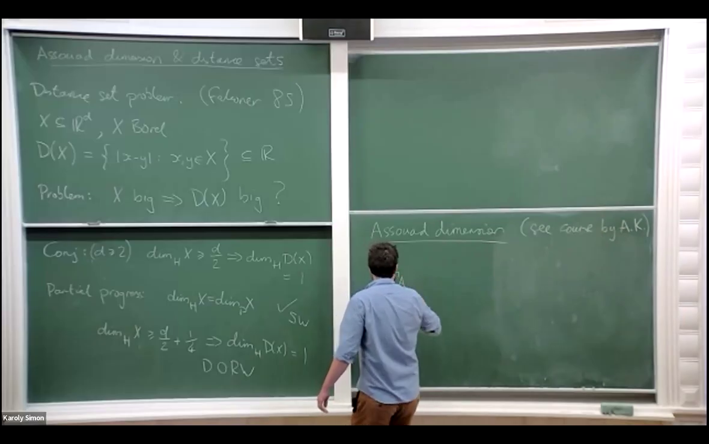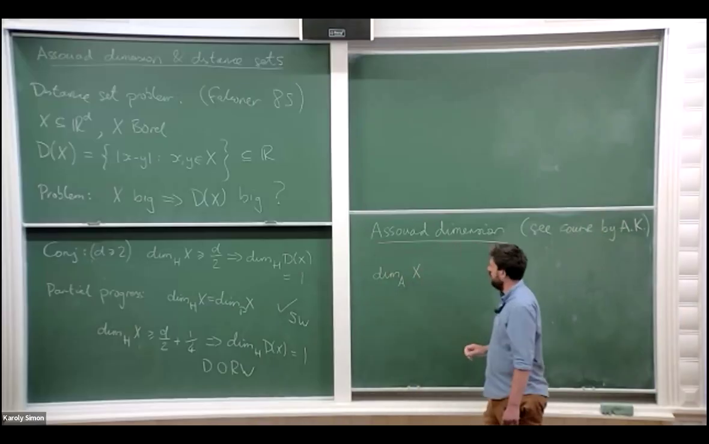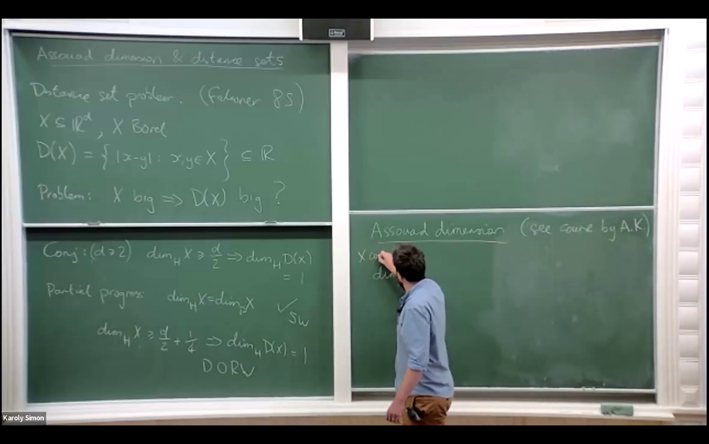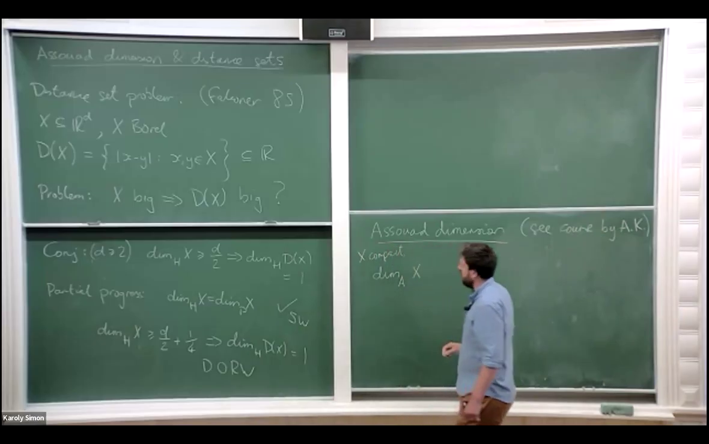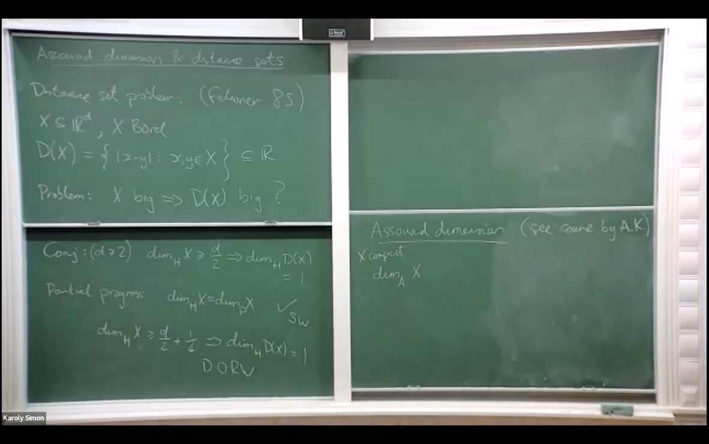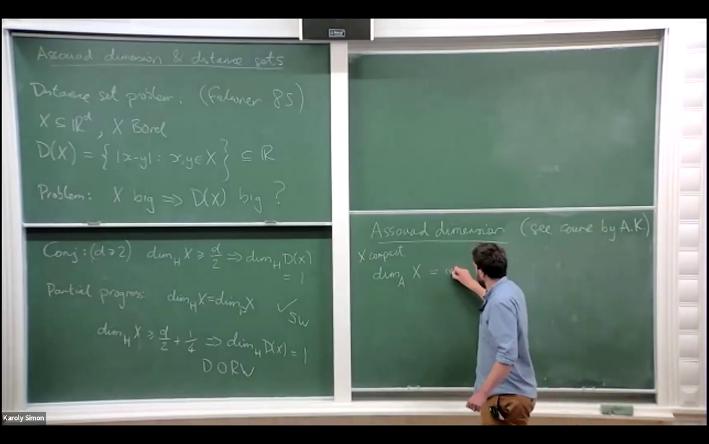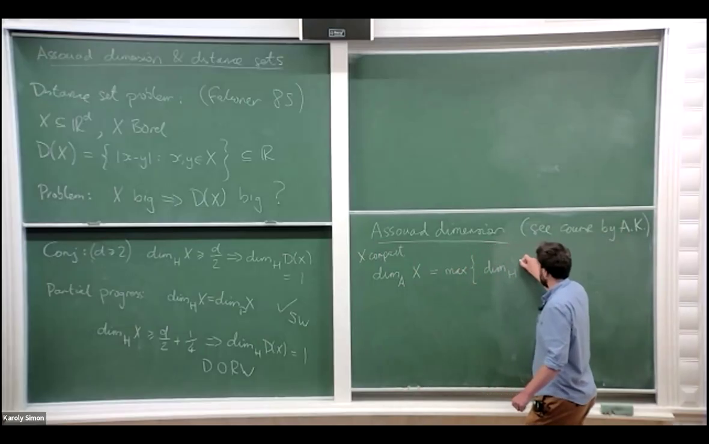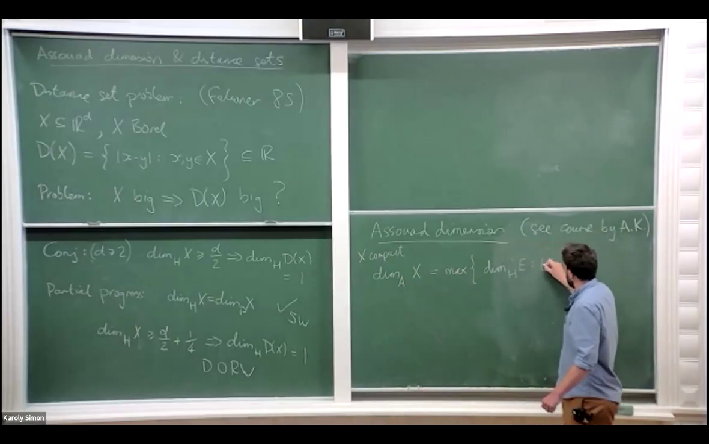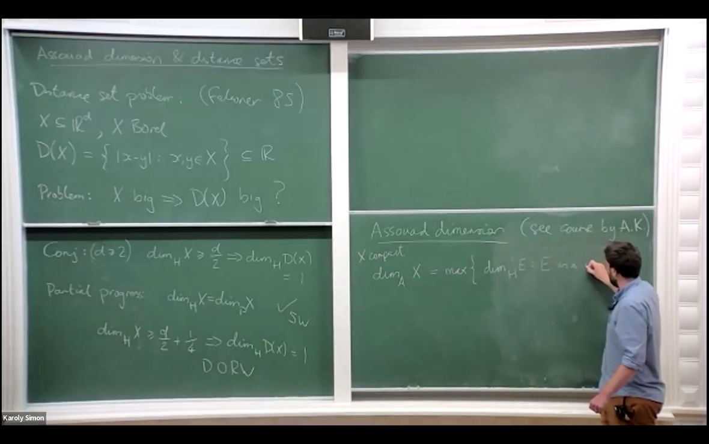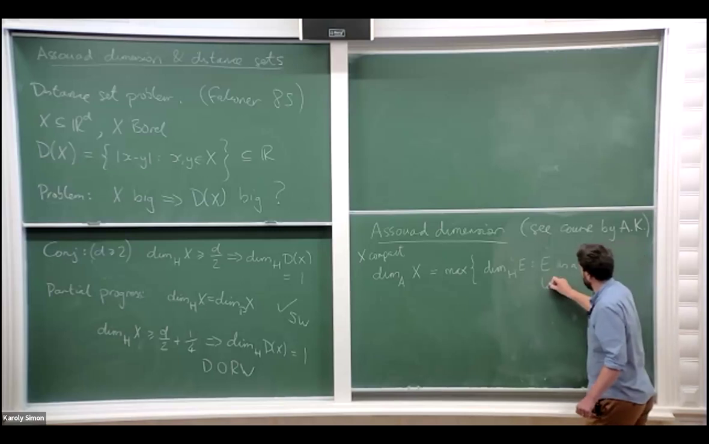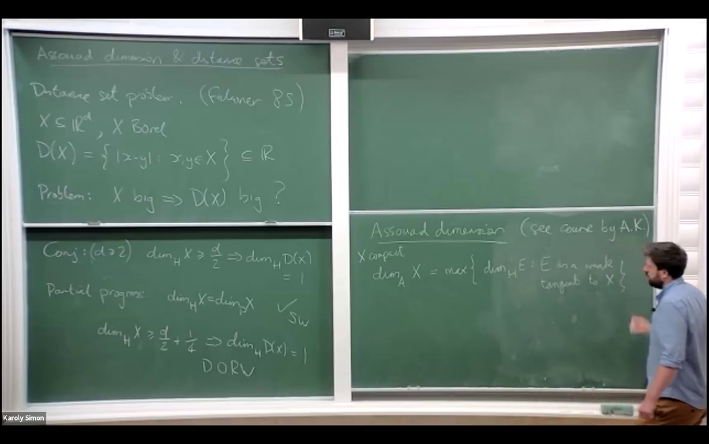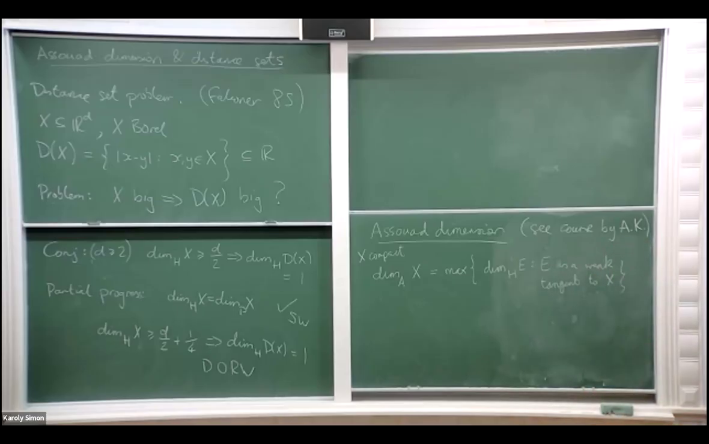So the Assouad dimension, dim A of X. Okay, X is now compact, just to avoid any technical issues that I don't want to encounter. So the Assouad dimension is the maximum of the Hausdorff dimension of E, such that E is a weak tangent to X. I'll tell you what a weak tangent is in a second.